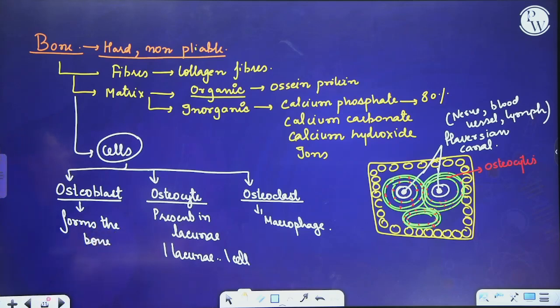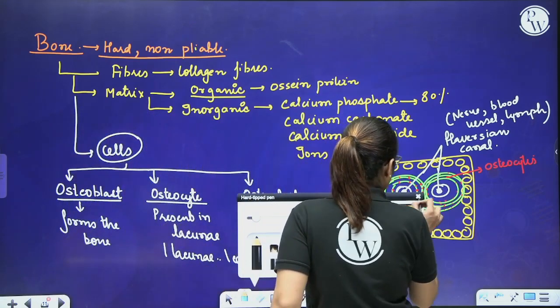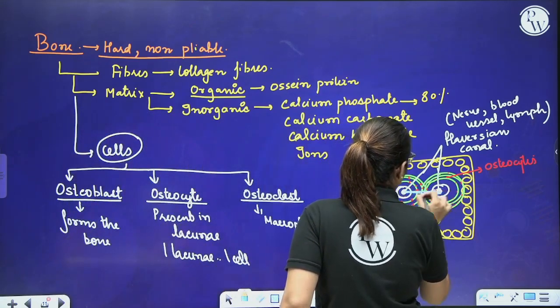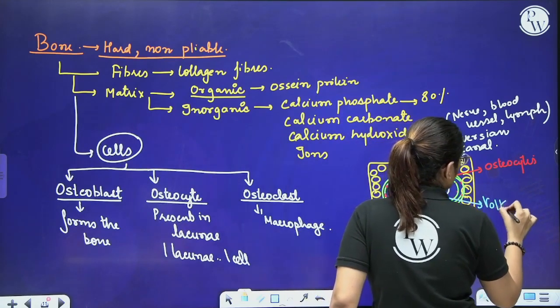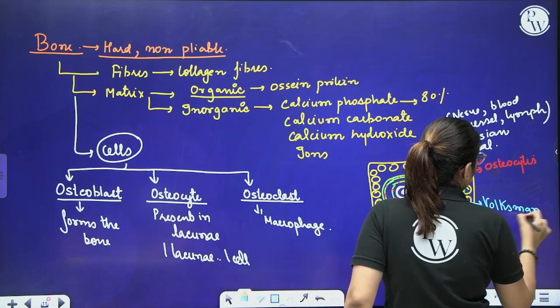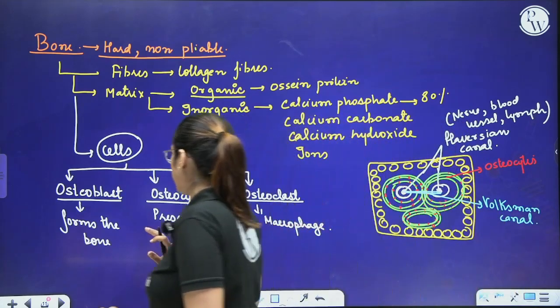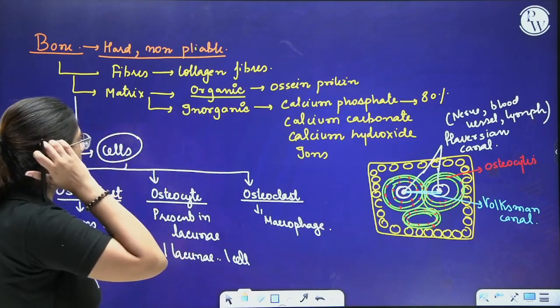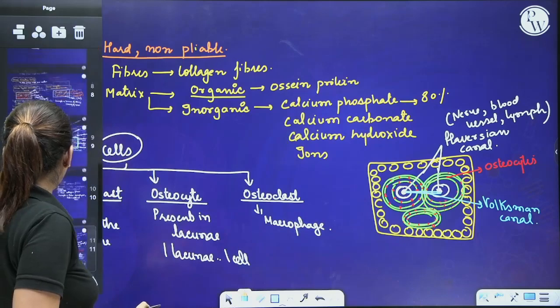Right? So here we have talked about a special type of canal, which is the Haversian canal. Now, one more thing. These Haversian canals are also attached to each other by another canal, which is termed as Volkmann canal. Volkmann canal. So this is how the cells are arranged. Clear? Right? So this is all about this thing.